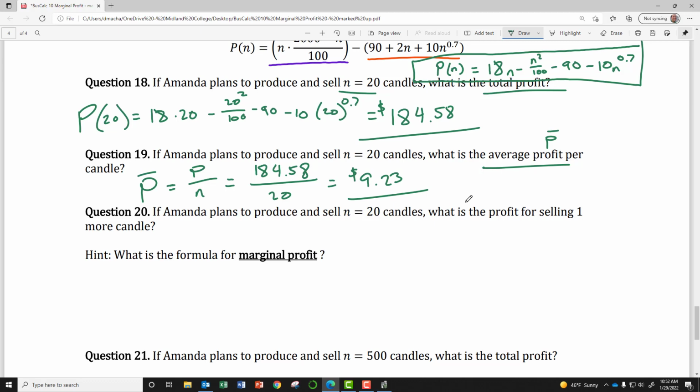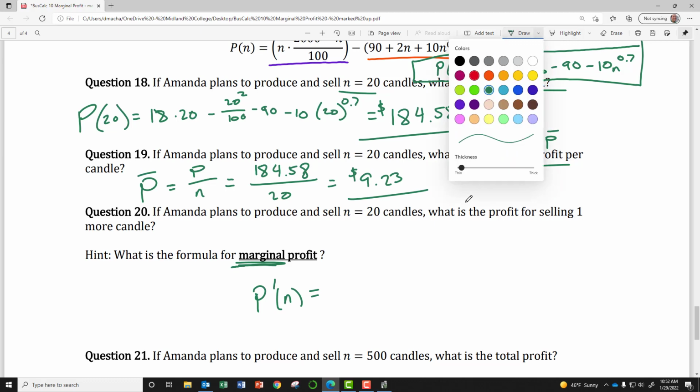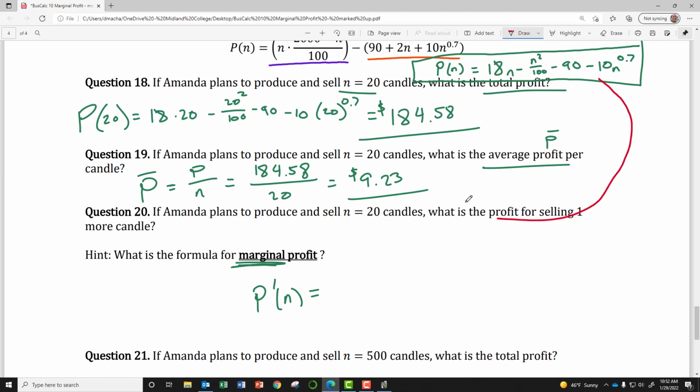In question 20, if Amanda plans to produce and sell 20 candles, what's the profit for selling one more candle? In other words, what is the marginal profit? And you guys know by now, marginal is talking about the derivative of the profit function with respect to n. And this is going to be maybe a little bit difficult to find because what I've got to do is go back to my profit function and this time apply my power rule to all of those terms.